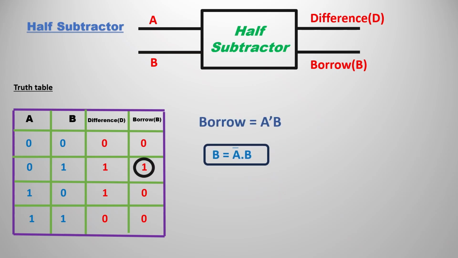Next we have the borrow column. In the borrow also we should have the output expression. For that, there is only one minterm, at the m1 position. According to that it is a bar b. So the output of borrow is a bar b. It is somewhat similar to the half adder. If you want the video of the half adder and half subtractor, I am giving the video in the description, check it out.